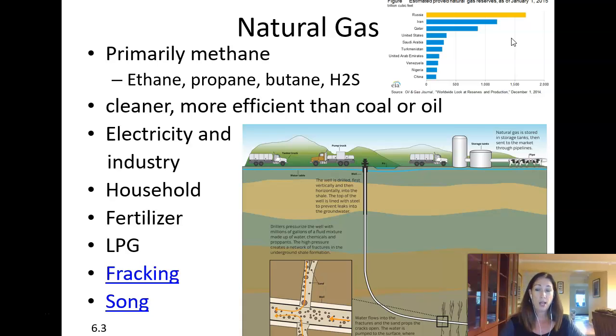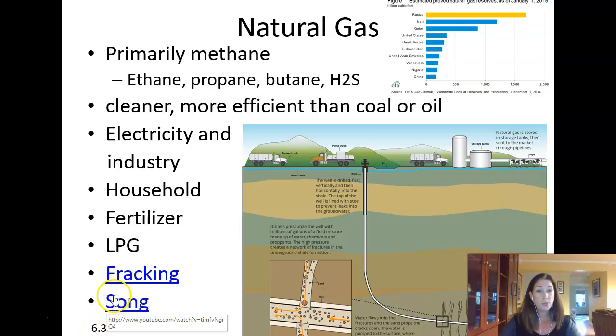Now, when we talk about natural gas, most of the time what we're referring to is methane, or CH4. So that's most of the components of our natural gas when we refer to it. Now, for our other types, you might have ethane, propane, or butane, or hydrogen sulfide.